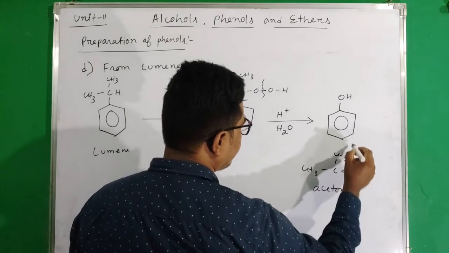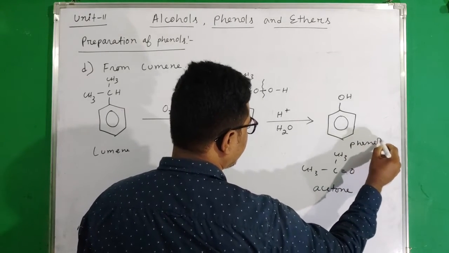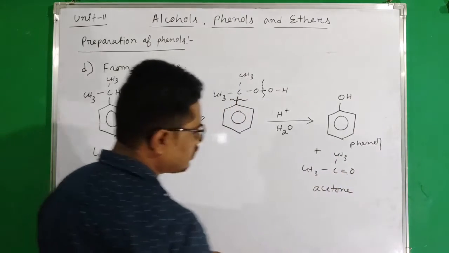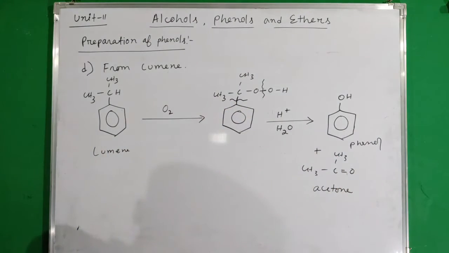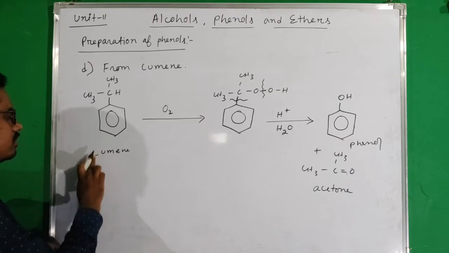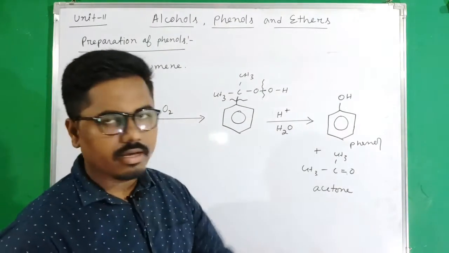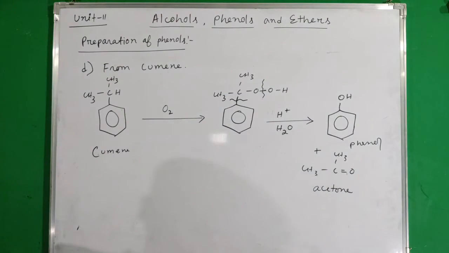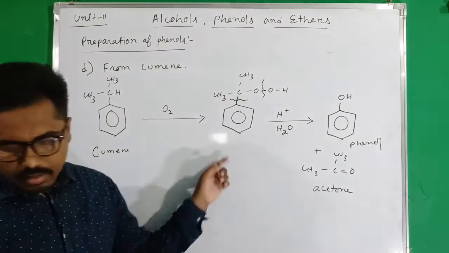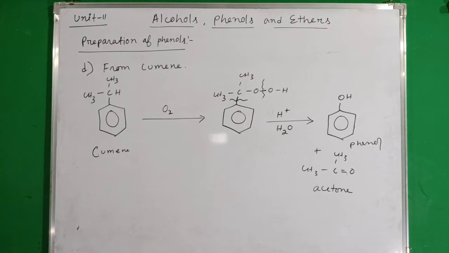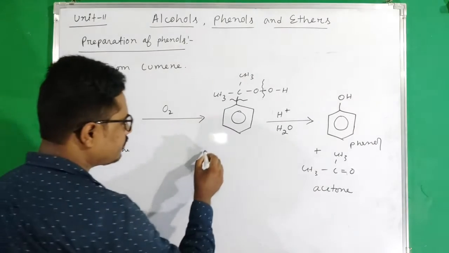Acetone will form. That means the products are phenol and acetone. So we have converted cumene, this one is C, cumene into phenol. At first cumene is treated with atmospheric oxygen, then this compound is formed, and the name of this compound is cumene hydroperoxide.